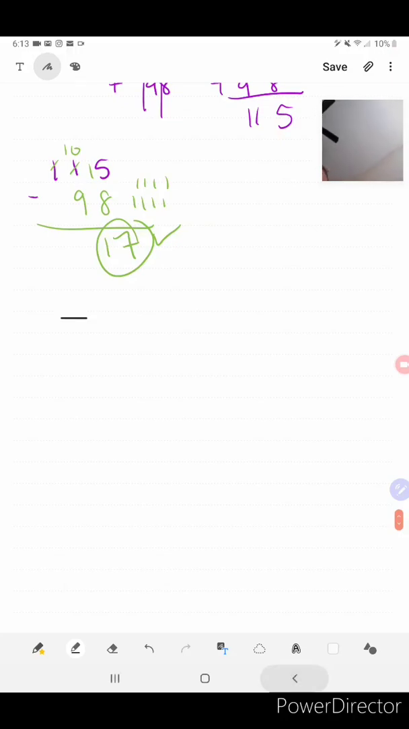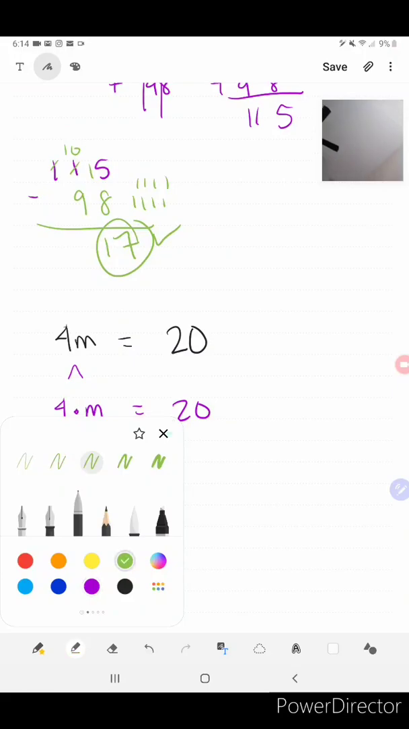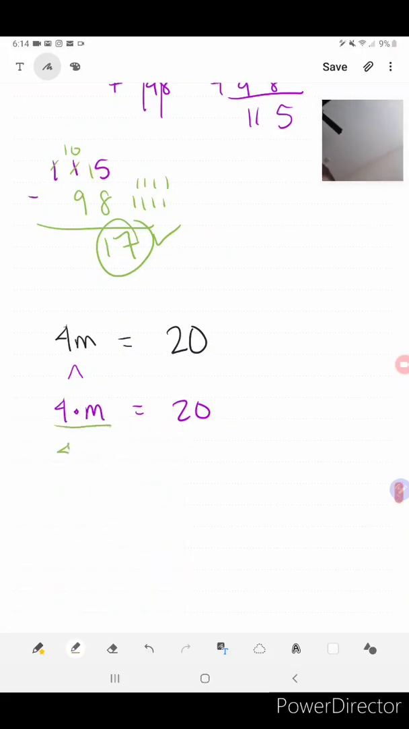If you have, let's say, 4 M equals 20. This means 4 times m. So again, 4 times m equals 20. So what would be the opposite? It would be to do 4 divided by 4 instead of times 4. So you divide 4 on the other side. 20 divided by 4 is 5.